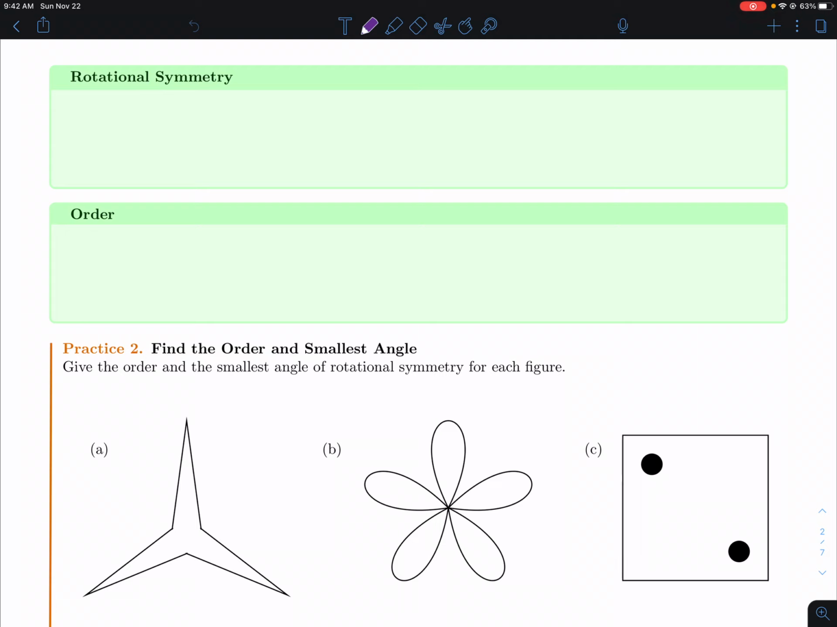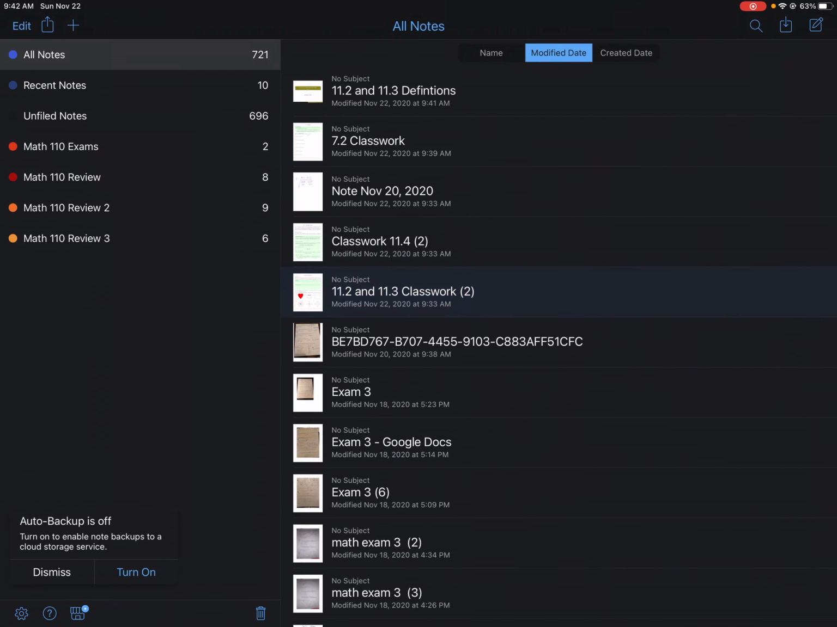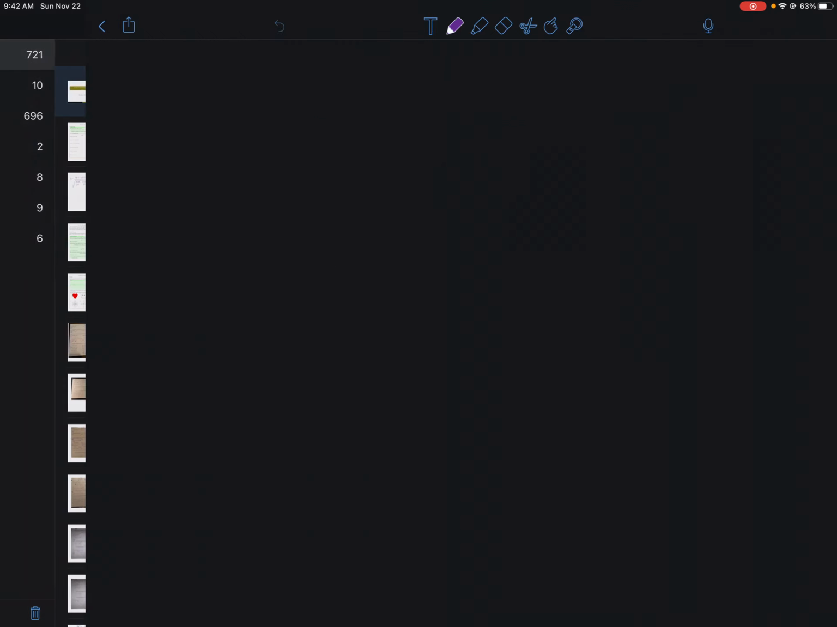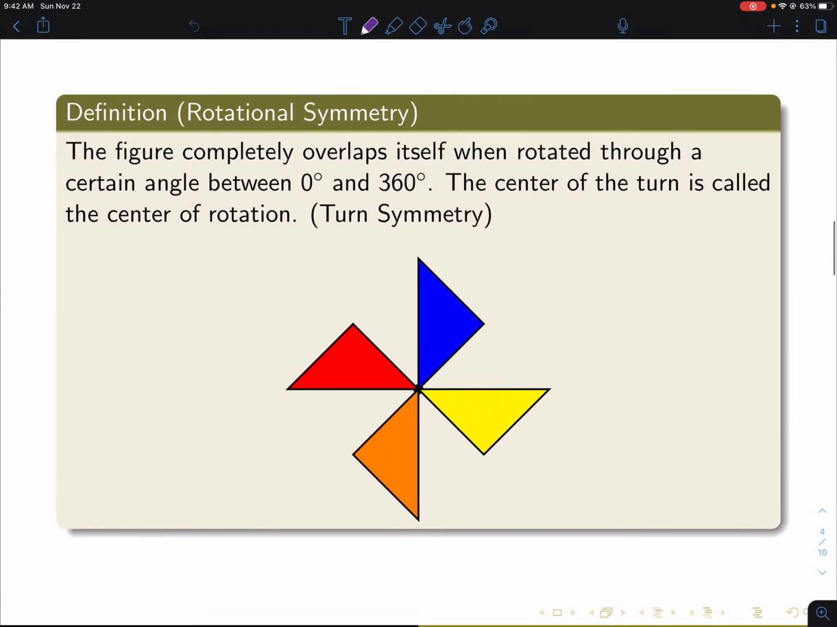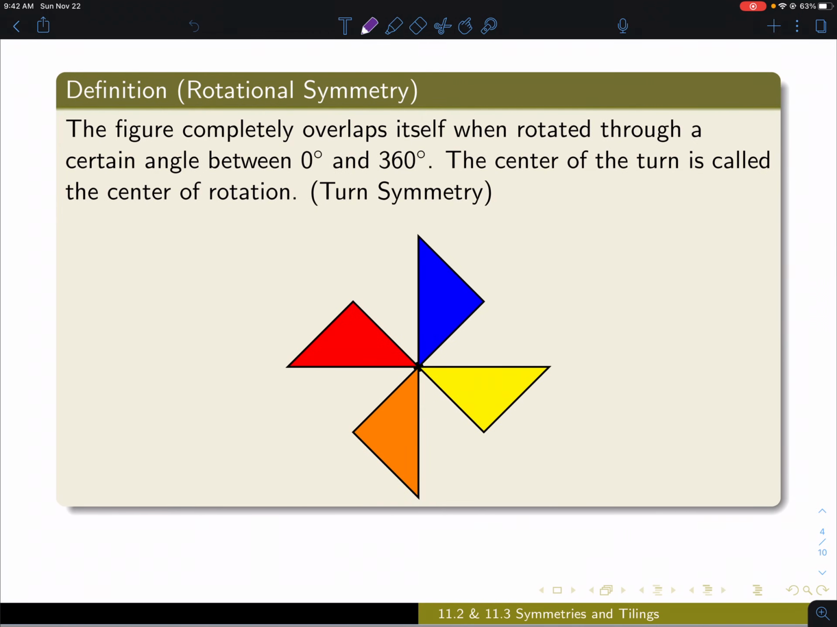All right, so hopefully everybody did a good job and got all the different lines of symmetry that are available. Now what we want to talk about is what's called rotational symmetry. Let me flip back to the other definition slide here. Rotational symmetry means the figure completely overlaps itself when it's rotated through a certain angle between 0 and 360. The center of this is called the center of rotation. It's hard to see, but this dot in the middle would be the center of rotation.